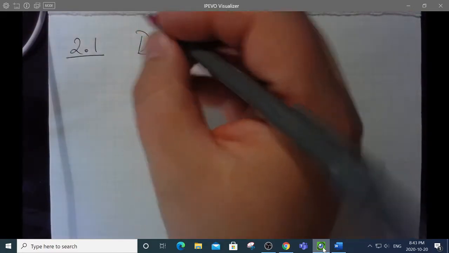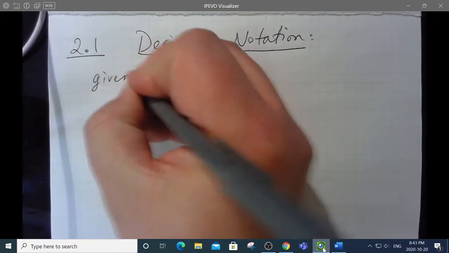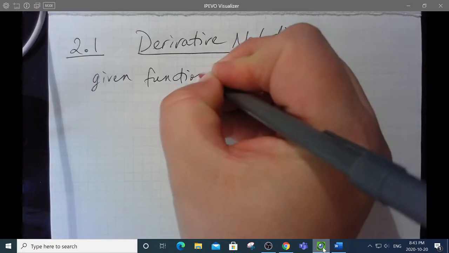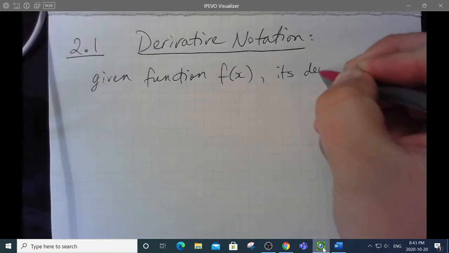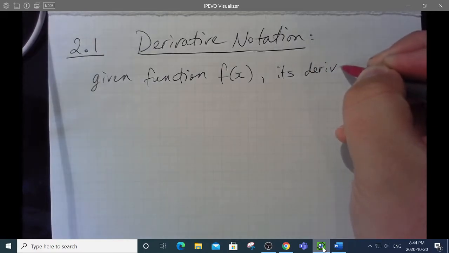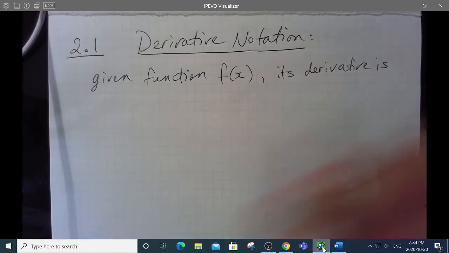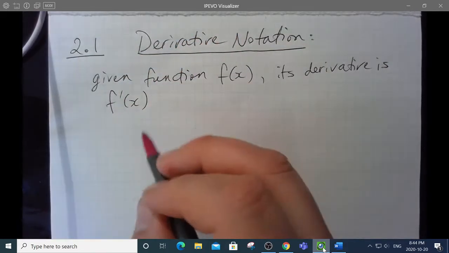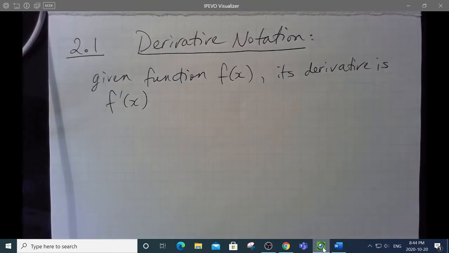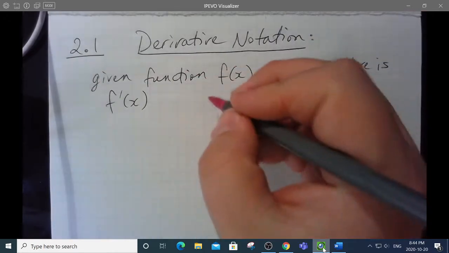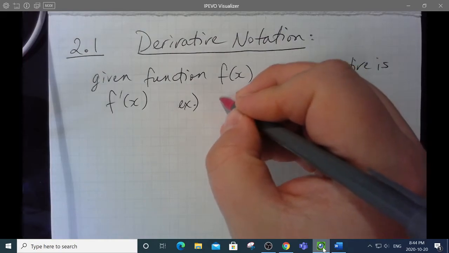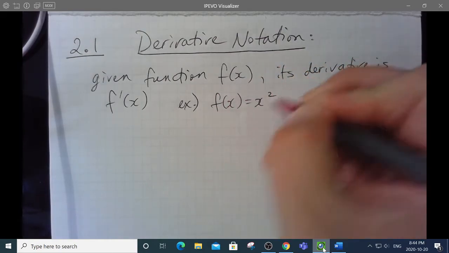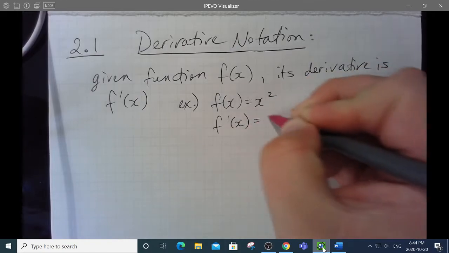The one I introduced you to yesterday is that, given a function f of x, its derivative is f primed of x. And again, that's not a power of 1. That's like a little apostrophe. It's a prime. And of course, for example, we saw yesterday that if you had the function f of x equals x squared, then f primed of x, its derivative, is actually 2x.